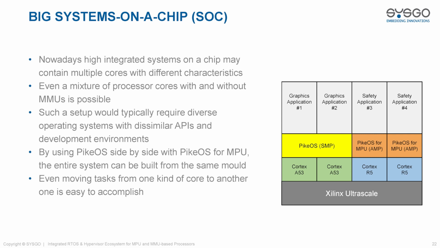So what you can also do with PikeOS and PikeOS for MPU is to run them on the same hardware platform. For example, today we have the Xilinx UltraScale board here, and this allows running the PikeOS implementation on the Cortex-A53 processor cores, as well as PikeOS for MPU on the Cortex-R5 cores.